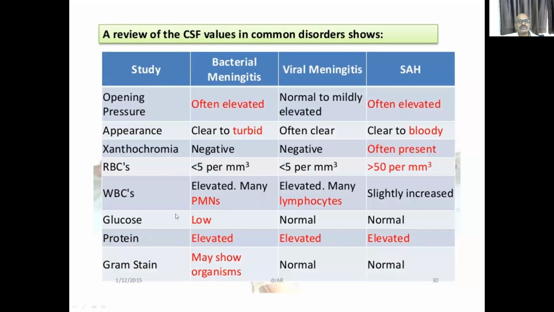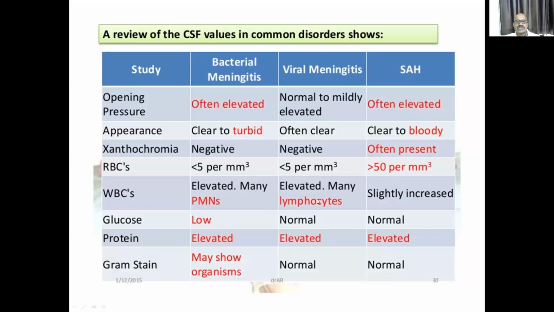So, overview. This is bacterial meningitis. I have told you the pressure is elevated. The CSF is turbid. Mainly polymorphonuclear neutrophils are there. Glucose is decreased in case of bacterial meningitis, acute pyogenic meningitis. Protein is elevated. When you do the Gram stain, you may find organisms. Organisms may be present.